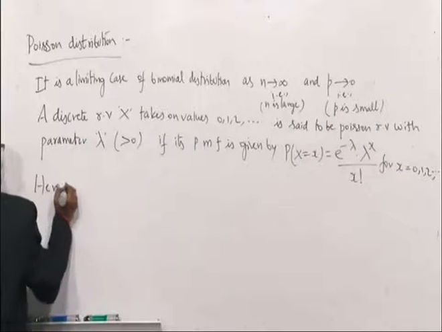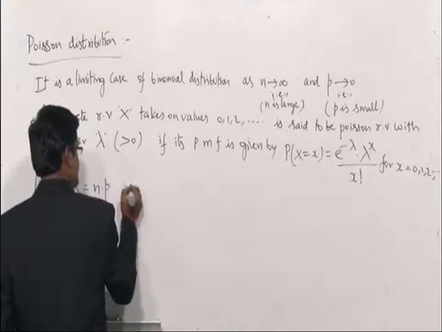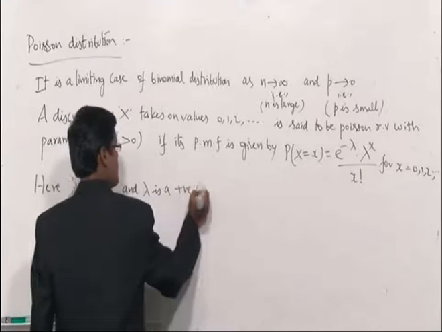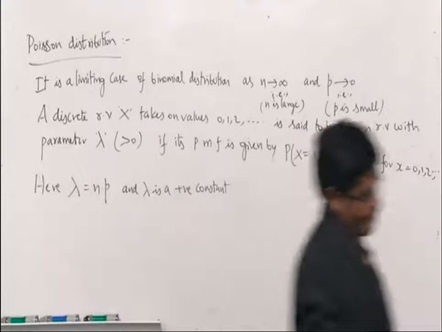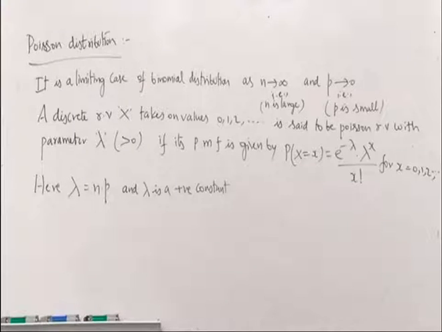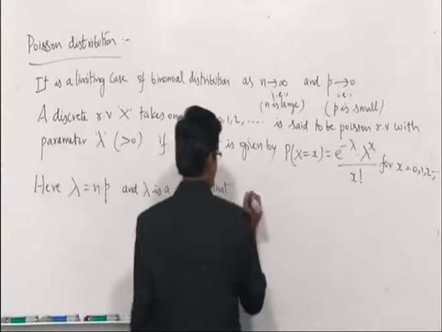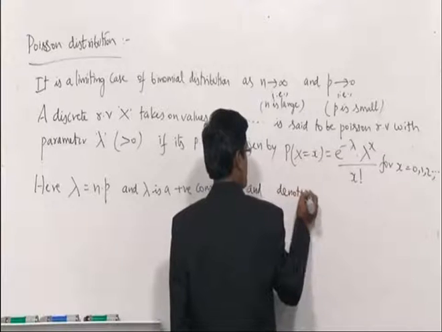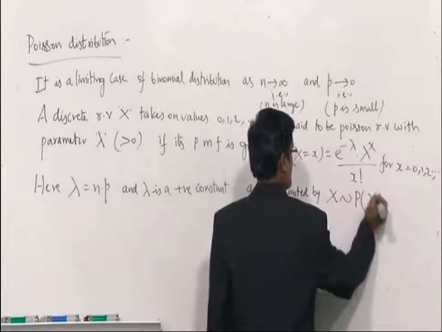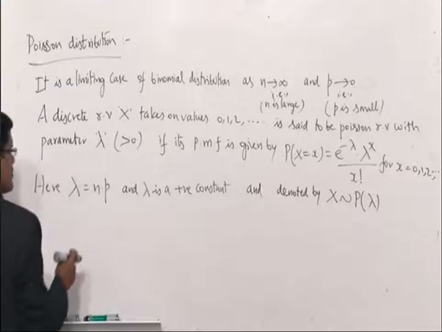Here lambda is sometimes n into p, where p is the probability of success and n is the number of trials, and lambda is a positive constant. It is denoted by X follows P of lambda. If lambda is not given, then you look at the number of trials and p, the probability of success.